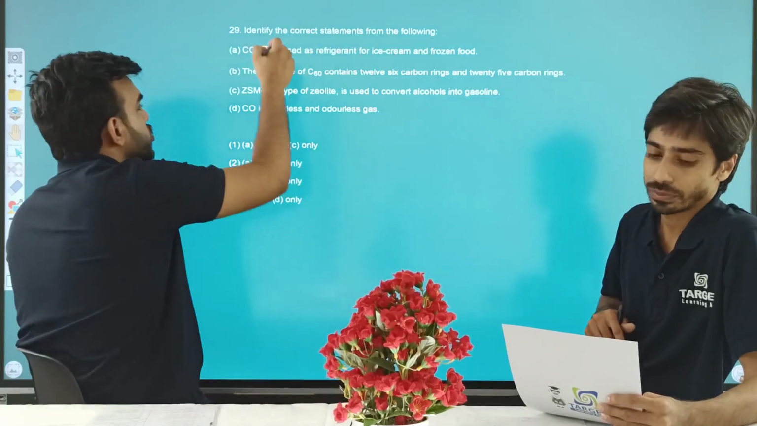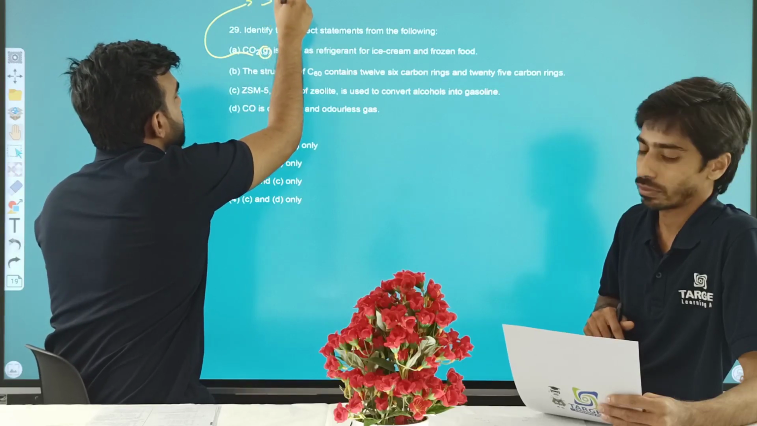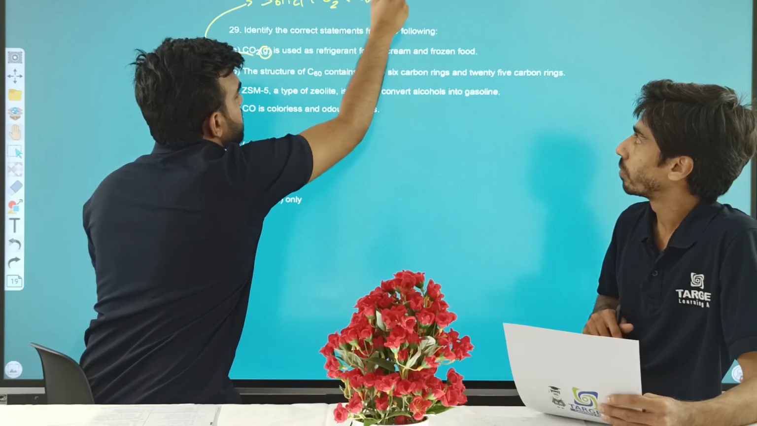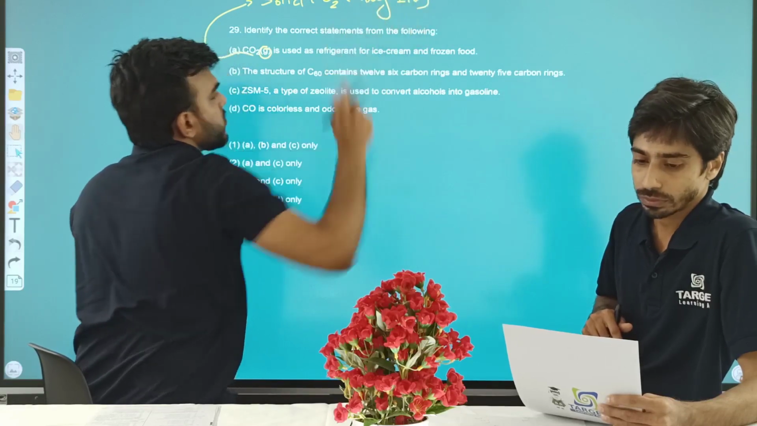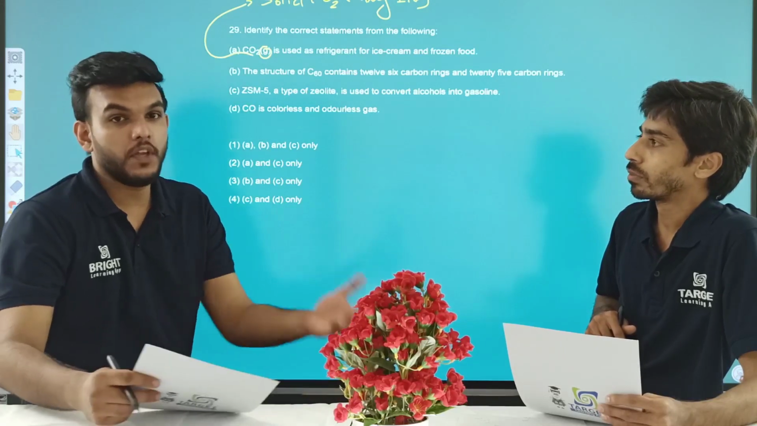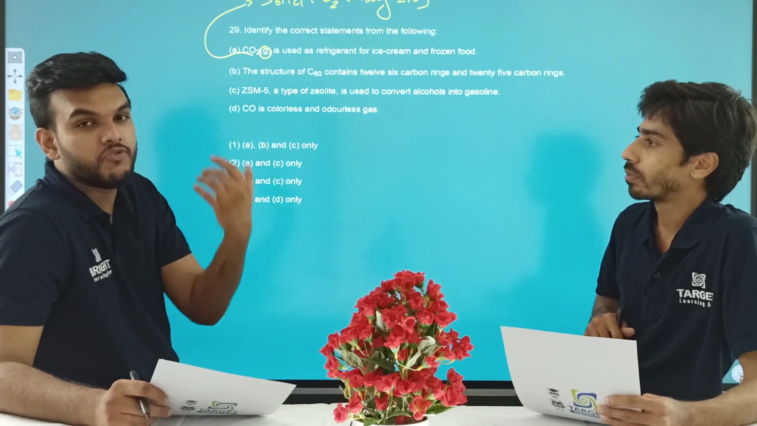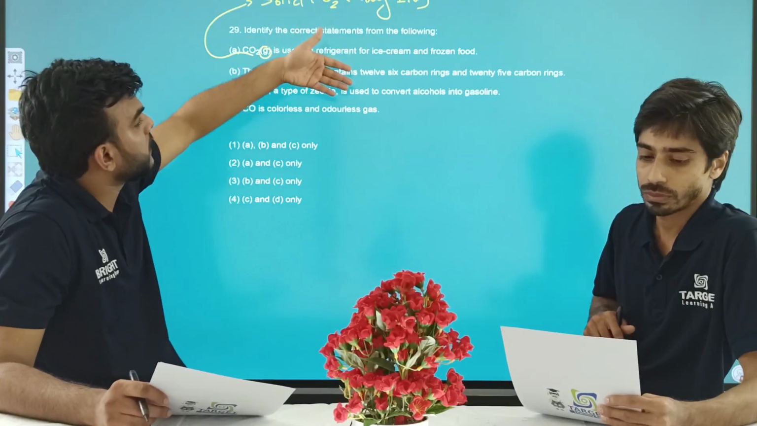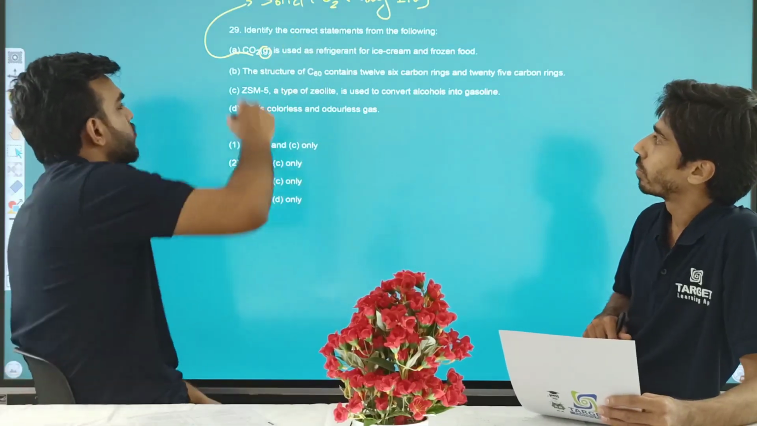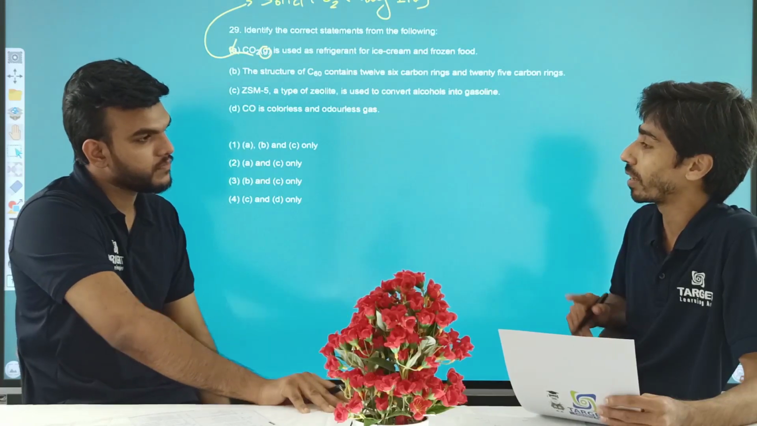Because solid carbon dioxide is known as dry ice. The dry ice is used as a refrigerant, like Freon. We are using the same form, solid carbon dioxide, known as dry ice, as a refrigerant for ice cream and frozen food. So the first one itself is a wrong statement. Not the gaseous carbon dioxide. Gaseous carbon dioxide is a greenhouse gas.